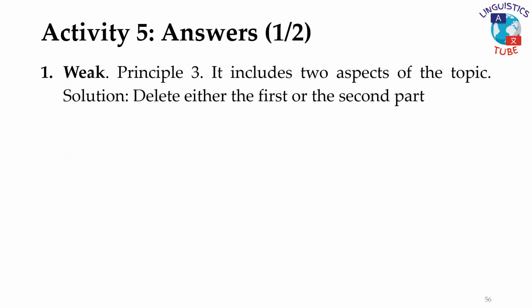Here are the answers. Thesis statement 1 is weak because it includes 2 aspects of the topic. Therefore, principle 3 has been broken. To fix it, you can simply remove either the first or the second aspect, depending on whether you want to argue the positives or negatives of smoking.